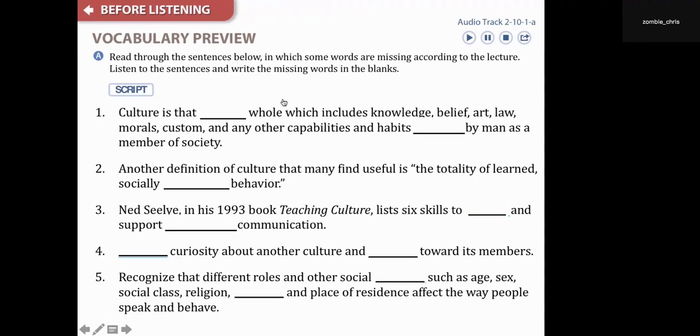All right, ladies and gentlemen, we'll take a few minutes. Just see if you can guess which words go into the missing spaces in this. I think we have 10 sentences here. So just take a moment, see if you can take a guess what words might go into which missing space.